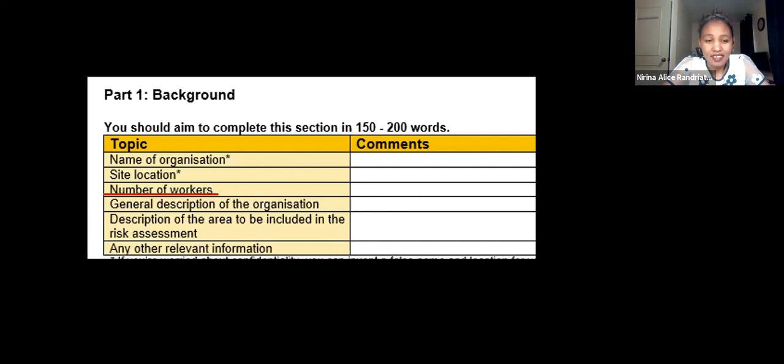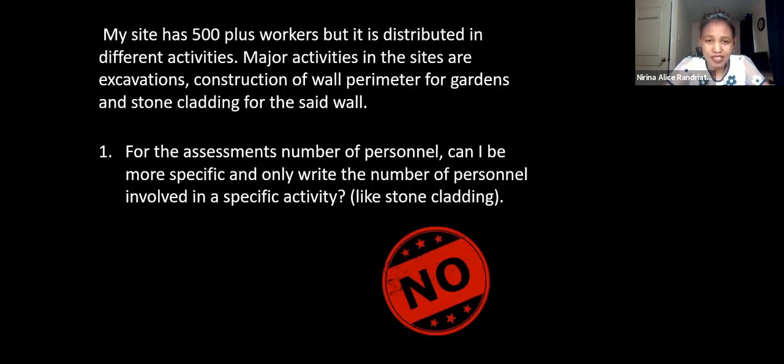Then on the description of the area to be included in the risk assessment, this is where you define the scope of the risk assessment. So I'm not going to assess the entire company with all the activity going on in the company. I'm just going to focus on a specific activity. So the first question, let me go back to the question, can I just focus on the workers doing that activity? No, you need to describe the entire company. That includes the total number of personnel.